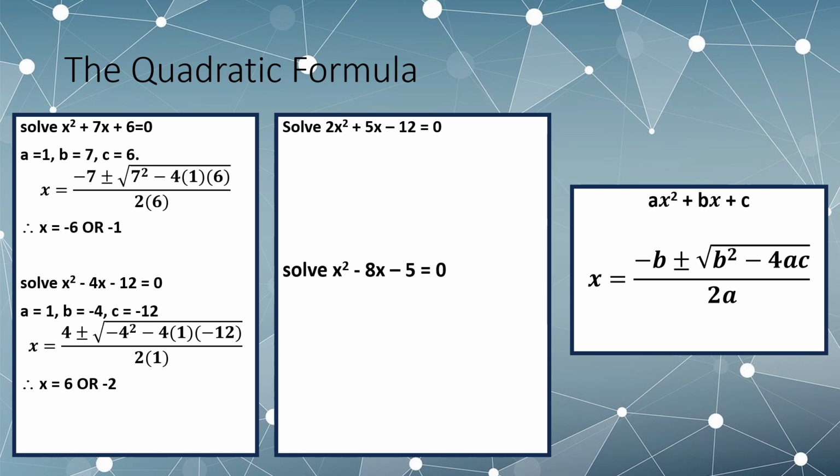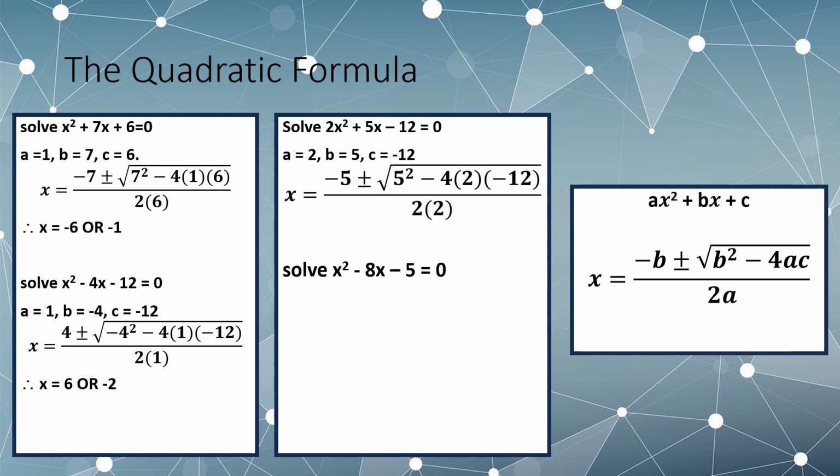Okay, looking at a more complex example now. Looking at one where our a value is not 1, we have 2x squared plus 5x subtract 12 equal to 0, and we're asked to solve for x. So our a is equal to 2, our b is equal to 5, and our c is equal to negative 12. So our x is equal to negative 5 plus or minus the square root of 5 squared, subtract 4 multiplied by 2 multiplied by negative 12, over 2 multiplied by 2. And this gives us our x value is equal to negative 3 on 2, or our x value is equal to negative 4.